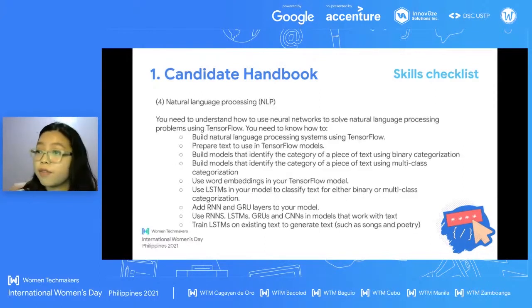And then you can also have another application from NLP. So this one, for example, is just how to prepare. You need to know how to prepare your data to feed these models. And we have binary categorization, multi-class categorization. You will also build models using LSTMs, RNNs, GRUs, and CNNs. And you should also know how to train LSTMs, like for the generation application.